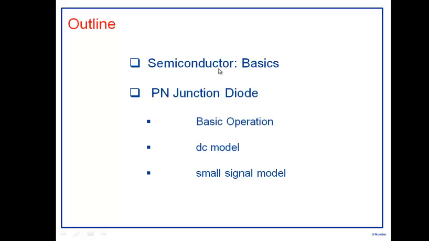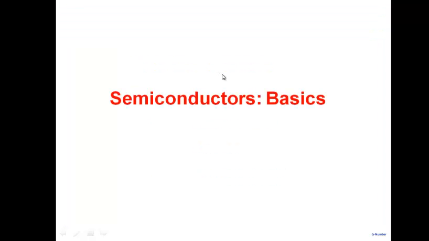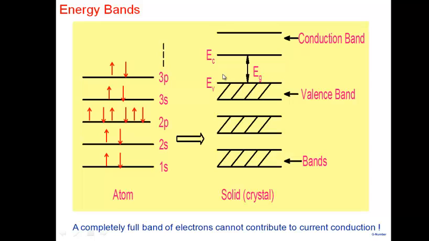In order to understand PN junction diodes, you need a little bit of background on semiconductors, which most of you may already have. So I'll just refresh your memory here. As I was telling you in the last lecture, if I look at an atom, the energy levels in an atom are discrete. What you see over here, different 1s, 2s, 2p and all that.